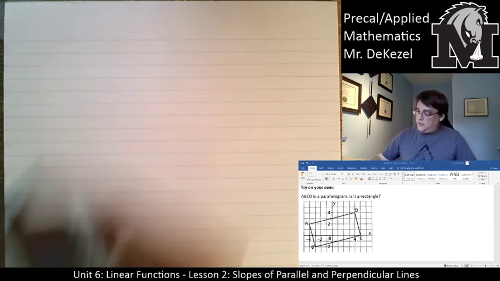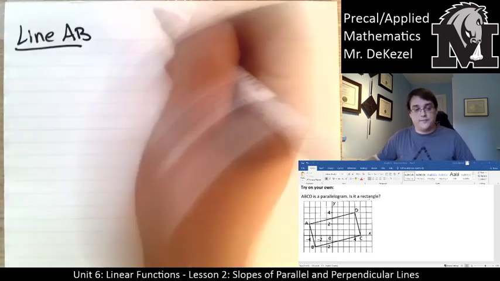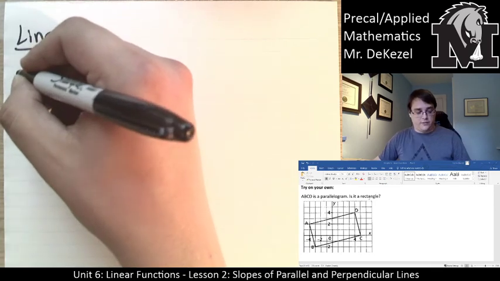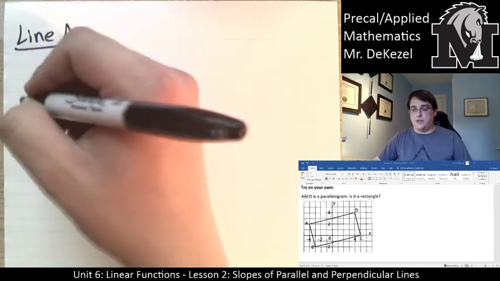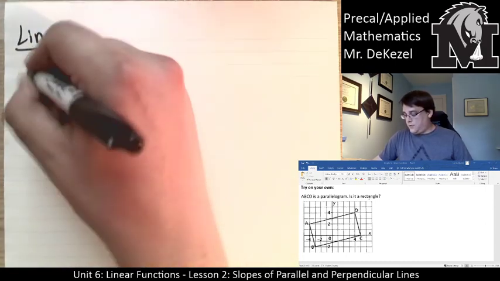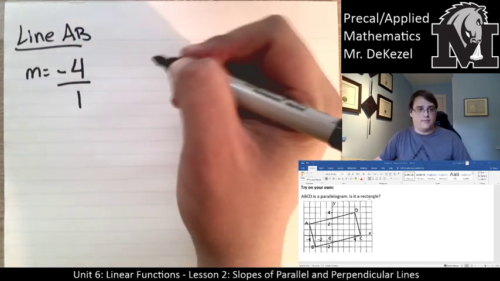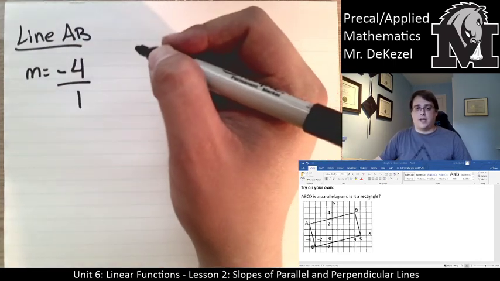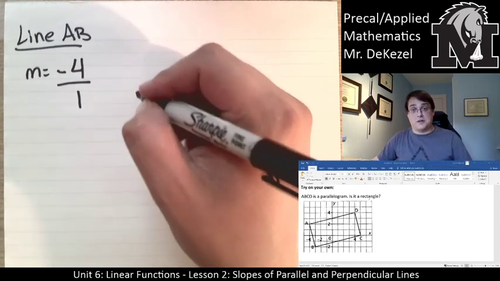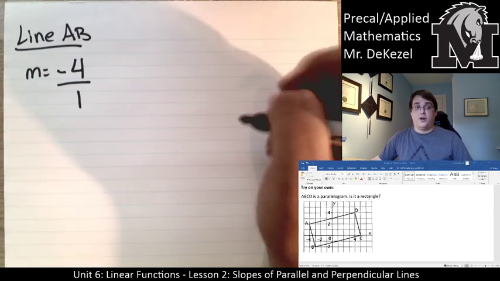So let's find the slope of line AB first. If we just count it, we go down 4, 1, 2, 3, 4, and over 1. So the slope for this line is -4/1. Now, we could have written out the points and done the calculation, and I expect you probably did that. Hopefully you came out with -4.